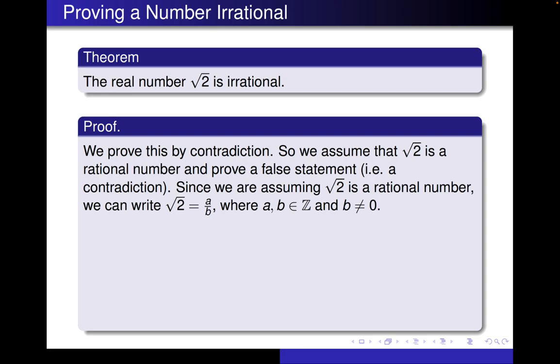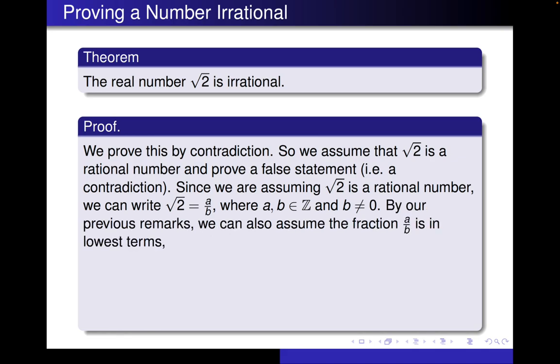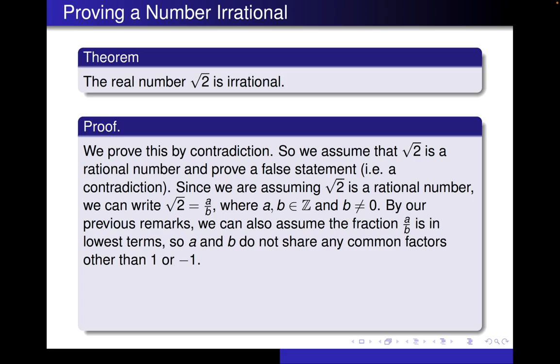So, since we are assuming square root of 2 is a rational number, we can write square root of 2 equals a over b, where a and b are integers and b is not equal to 0. We're doing the exact same reasoning that we did on the previous slide. We can also assume that the fraction a over b is in lowest terms, which means that a and b do not share any common factors other than 1 or negative 1. All right, so that was our assumption. Again, we didn't prove it, but if you want me to prove it, I will.